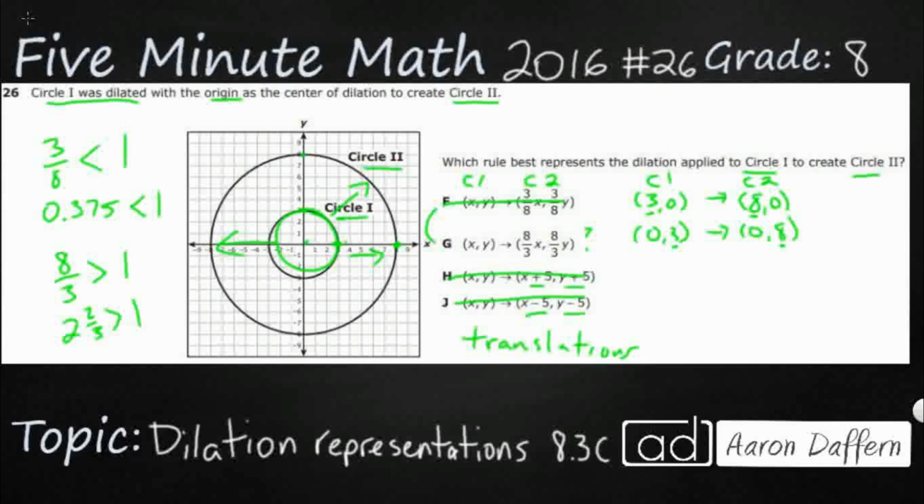So if you take your C1 right here, let's take this first set right up here, you take your 3 and multiply it by 8/3, and 8/3 times 0. Guess what we get? We're going to get that right there. So that's our answer, G.